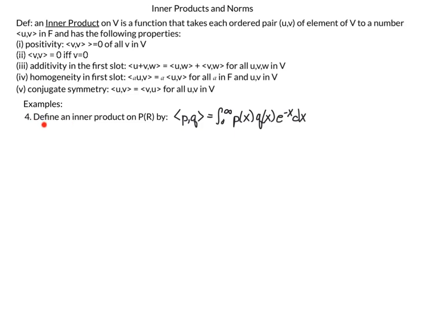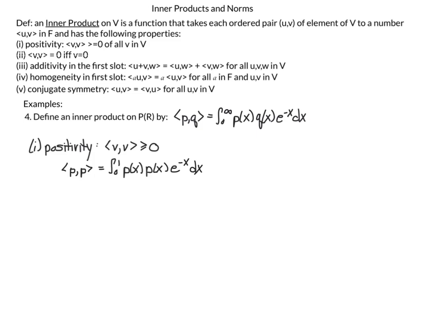We have our next example: define an inner product on the space of polynomials over the real numbers. So the inner product of a polynomial p and q is equal to the integral from 0 to infinity of p of x times q of x times e to the minus x dx. We will first consider positivity, so we want to look at the inner product of a vector with itself. So we have the inner product of a polynomial p with itself, which is the integral from 0 to infinity, this one should be an infinity, of p of x times p of x times e to the minus x dx.